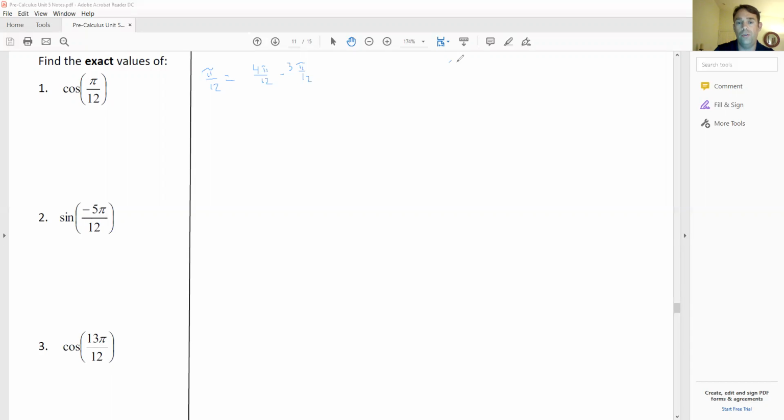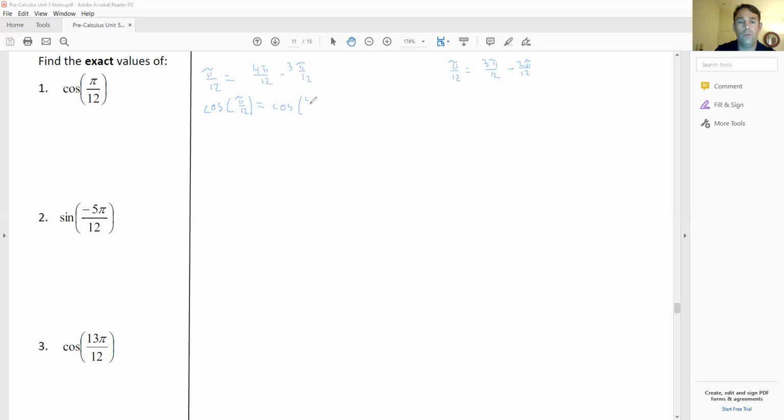I could have also used any two values that will add or subtract to be, and that both reduce. So for instance, I could have used 3 pi over 12, which is pi over 4, and 2 pi over 12, which is pi over 6, just as easily as 4 pi over 12 and 3 pi over 12. I just went with the first one that kind of goes through my head. So if I'm looking at cosine of pi over 12, and it doesn't matter, by the way, which pairs you use, they'll always give you the same value.